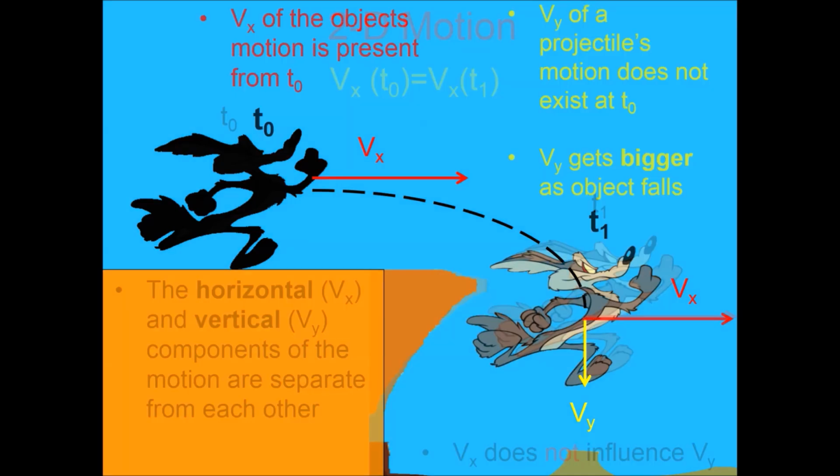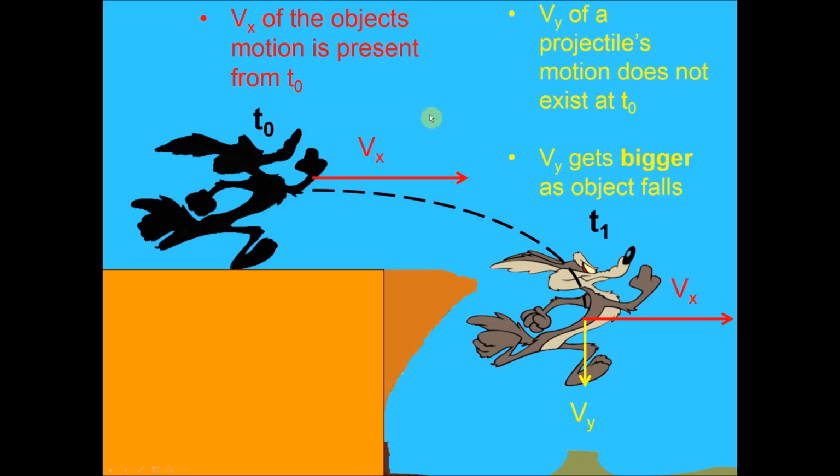So that means that the velocity of the object's motion here in the x direction is the same throughout his motion. The velocity in the y direction is going to get bigger and bigger and bigger with time as the coyote falls.